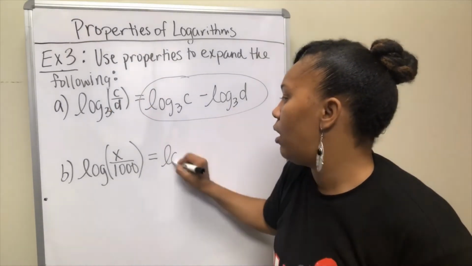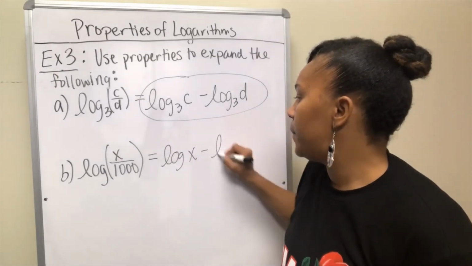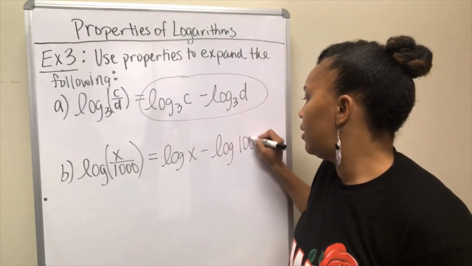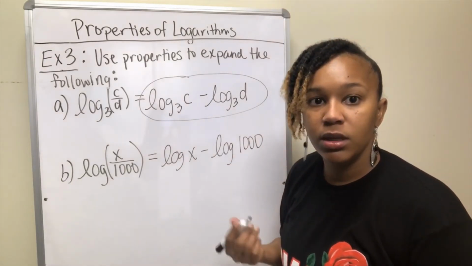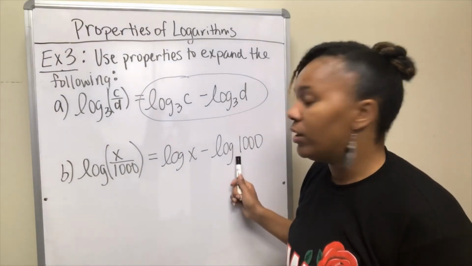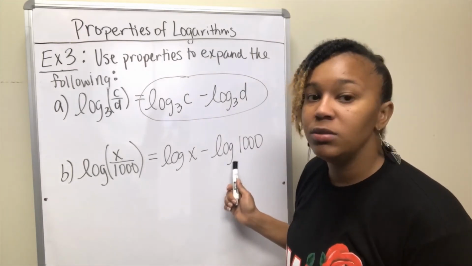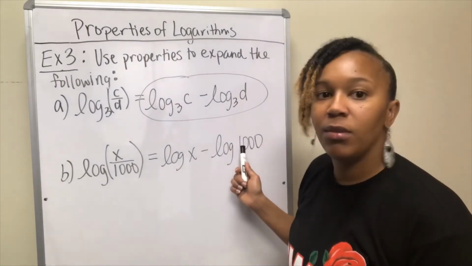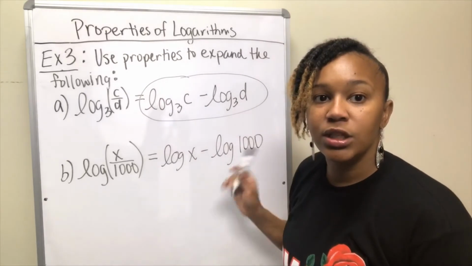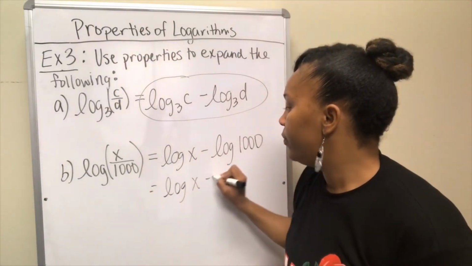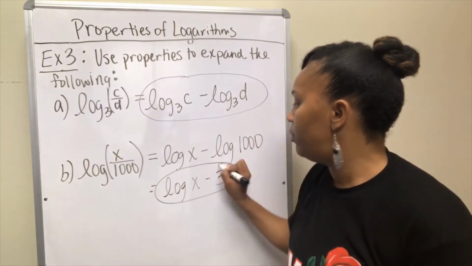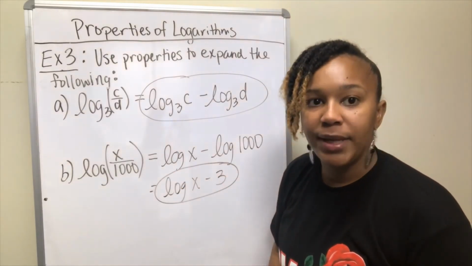So this will be log of x minus log of 1,000. However, you have the log of a number, so you want to see if you can evaluate that. So remember, when there's no base, that's base 10. So this means 10 to what power would give me 1,000? Well, 10 to the third power gives you 1,000. So this is equal to log x minus 3. So that will be your final result for part B.